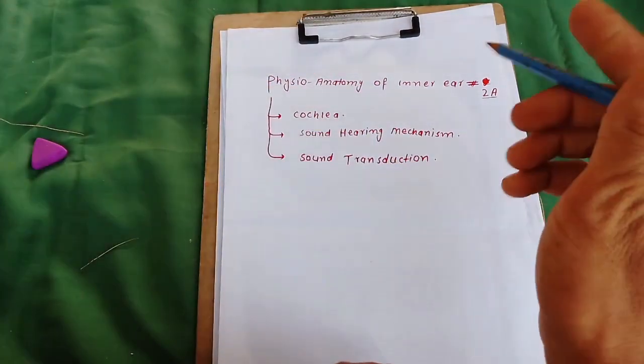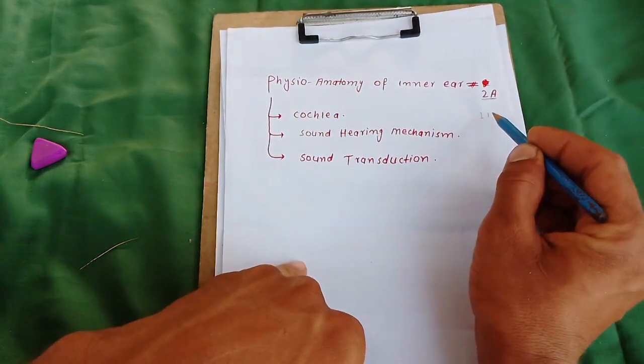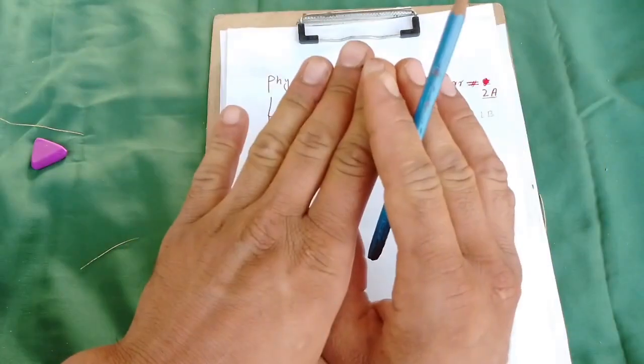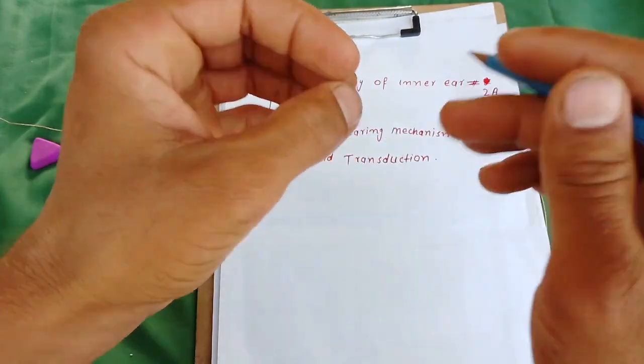In class number 2B, I will discuss the balancing mechanism, the vestibular apparatus.